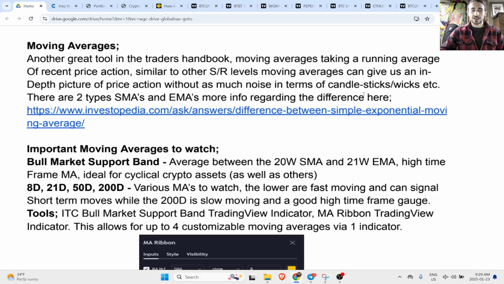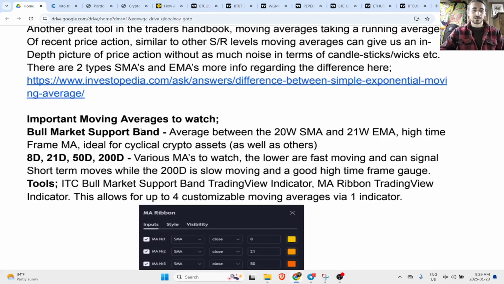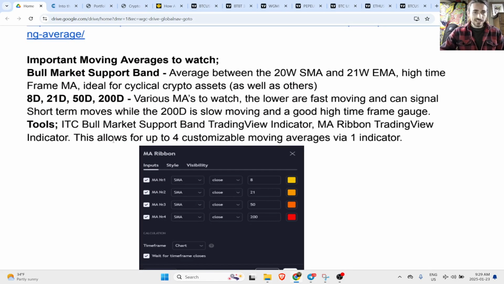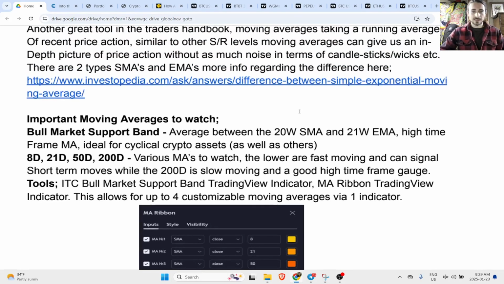More information regarding the difference can be found here. But either you just choose if you like simple moving averages or EMAs better. I kind of just like the SMAs.